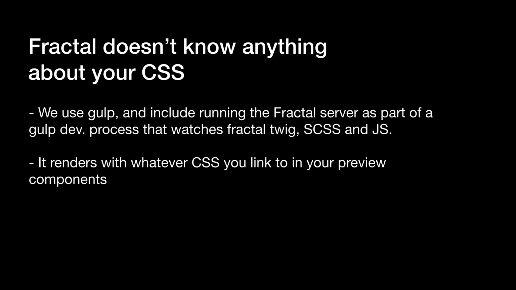I sort of mentioned before, Fractal doesn't really care about your CSS. You have to sort of BYO gulp process. Sean is sort of the gulp master over there. We have our gulp build that will start watching our CSS. It'll boot up the Fractal server, and it just renders whatever is the result of your CSS build. If you want to use Sass, you just put the links in your preview template, and it'll all get there. And that's sort of the setting up portion of Fractal.